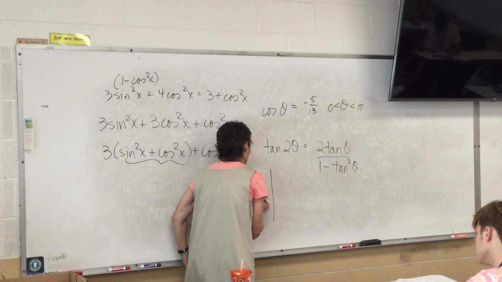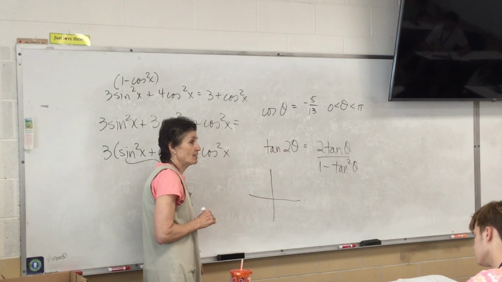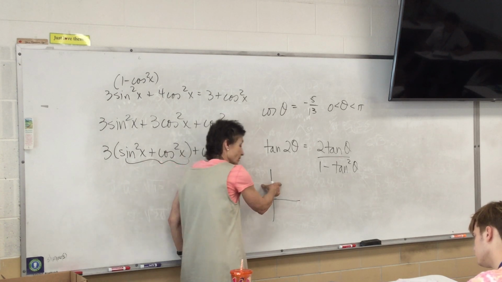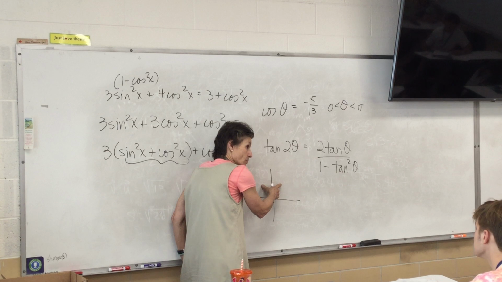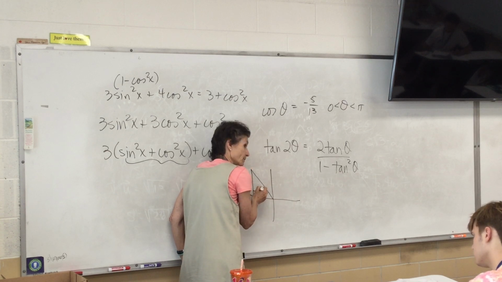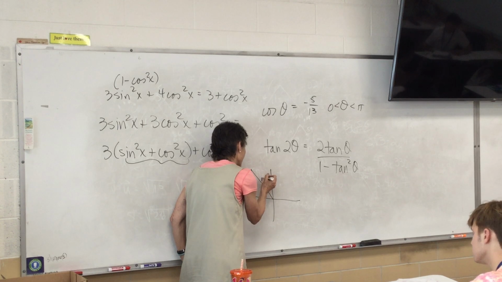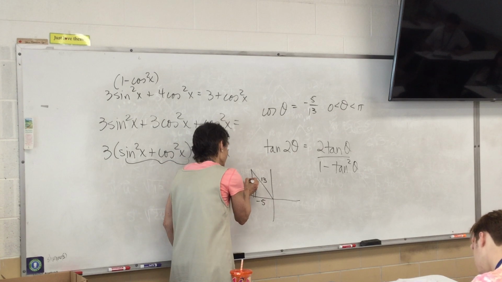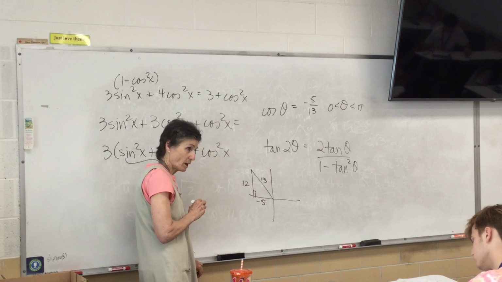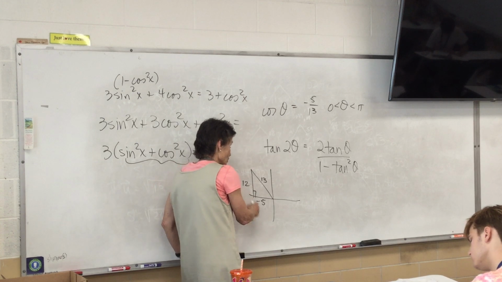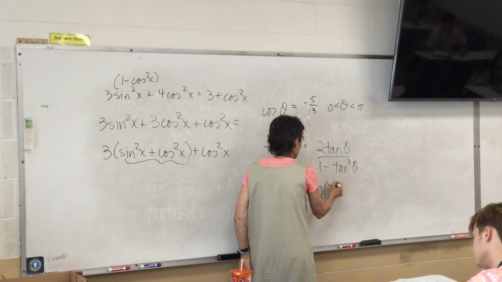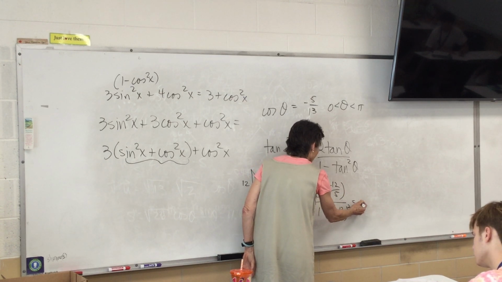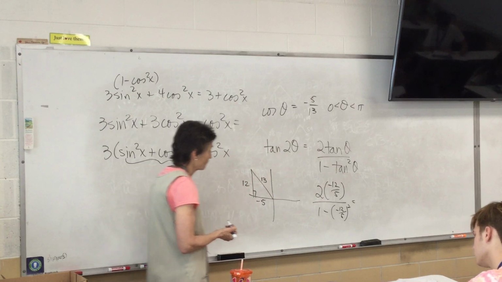So, what do I know about my angle theta? I know its cosine is negative, and it's up here in one of these two quadrants. Well, since it's negative, doesn't it have to be over here? And the cosine is negative 5/13. So using the Pythagorean theorem, that side is 12. So now I know the tangent is negative 12/5. And I just plug it into my formula and work it out.